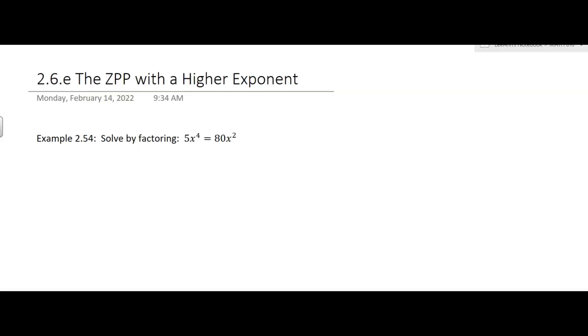So for this one, it says to solve by factoring. So we're going to use the ZPP, the zero product principle. But you notice that we have a fourth degree equation going on here. But let's go ahead and subtract the 80x squared.